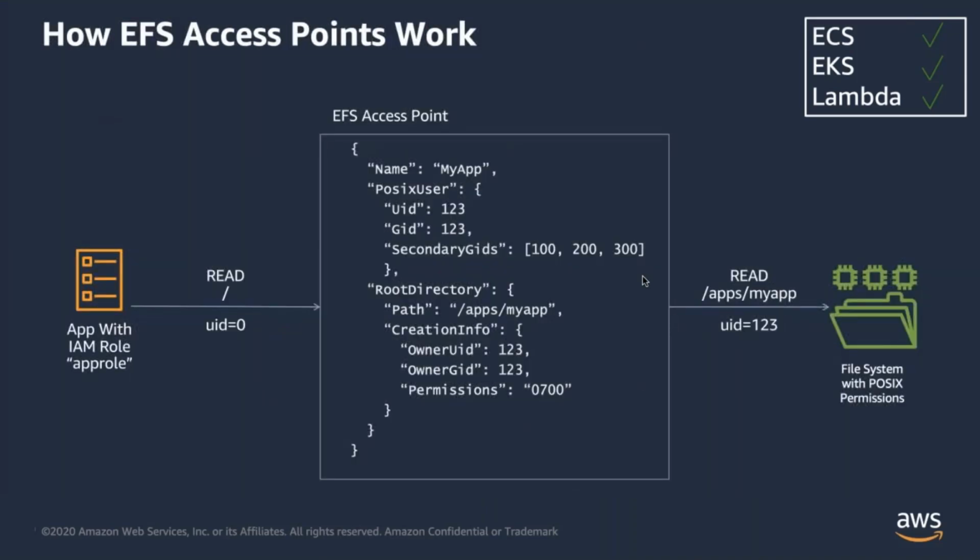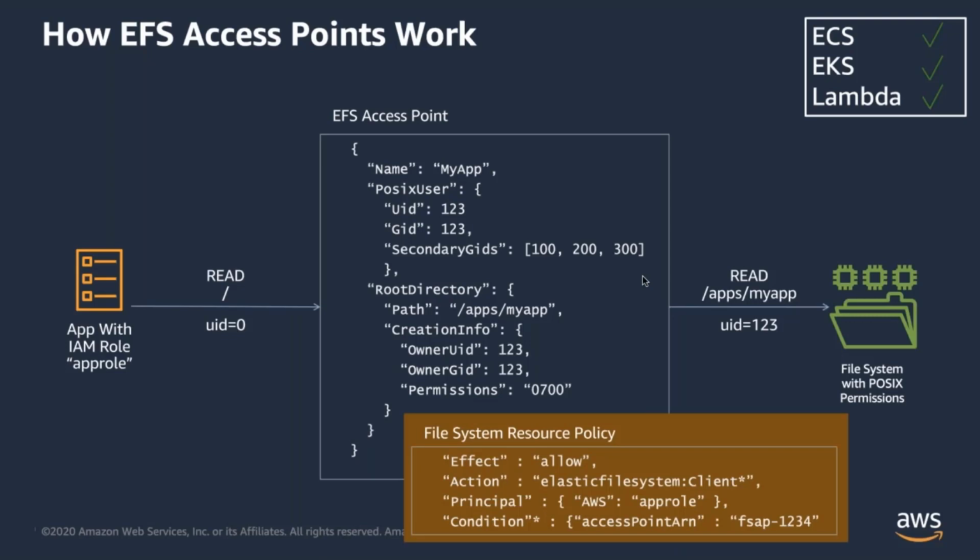So just to get a view of how these work, now I've connected to an EFS access point from my application. And now when that application tries to do an operation as really any user ID, could be 0, could be 10,000, the access point is now going to rewrite that to 123, and that's what I can use for any of my file system permissions and ownership. And I can link this to the IAM policy of my file system to ensure that a particular application can only use a particular access point so that it can't bypass this behavior.